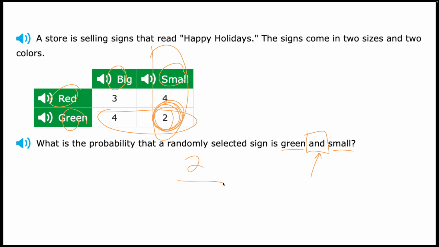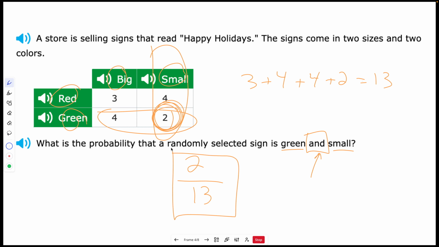So how many total amount of signs are there? Well, there's 3 plus 4 plus 4 plus 2, right? You just add up all the numbers in the table. And so that would be 13. So it's, again, 2 out of the 13 total. And this cannot be reduced, so this is our final answer.